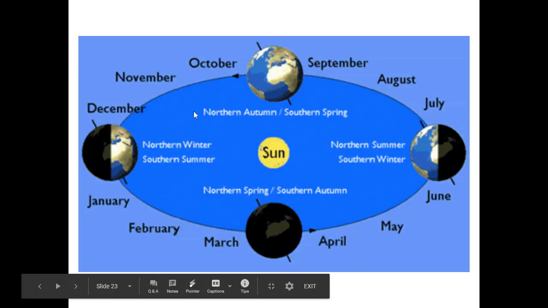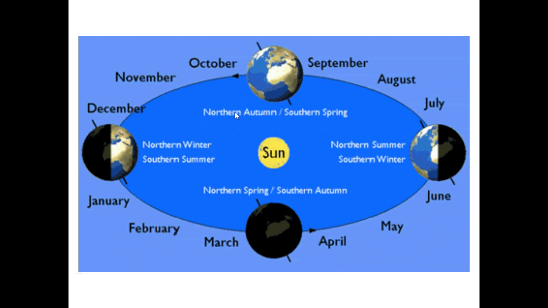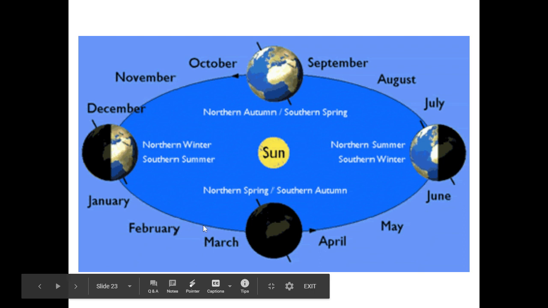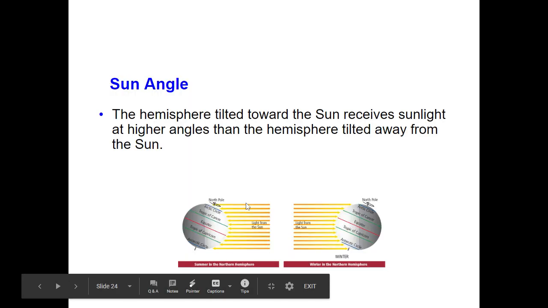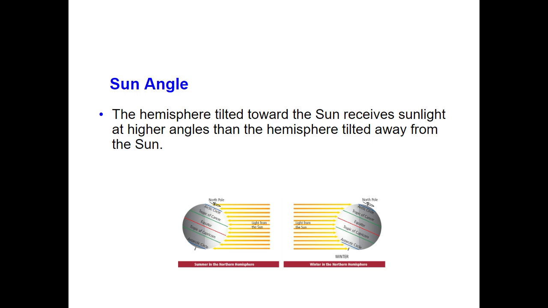So you can see when you are in September, it's autumn here, spring in the southern hemisphere, and it will always be opposite based on where you are in the world. So if it's spring in the northern hemisphere, it's fall in the southern hemisphere. So the hemisphere tilted closest to the sun will receive more sunlight at higher angles than the hemisphere tilted away. So that's why when we're tilted towards it in the summer, we get more sunlight, so it's warmer, and the southern hemisphere gets less.